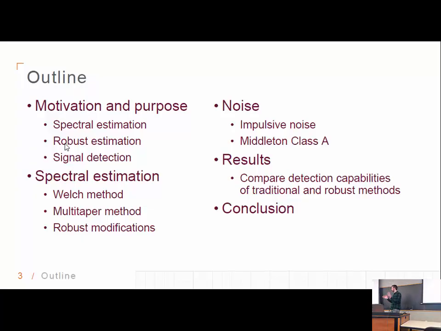I'm going to talk about some of the motivations, which are spectral estimation, robust estimation, and signal detection. Those are the main three areas that I'm merging together. I'll talk about standard spectral estimation techniques and what I've done. The Welch and the multi-taper method are spectral estimation methods that already exist, and I've modified those to make my own custom version and to increase their robustness. And then I'll give you some pictures and some descriptions of what impulsive noise is and the model that I'm using. I'm using a statistical model to generate synthetic noise data. It's called the Middleton Class A model. And then I'll show the results.